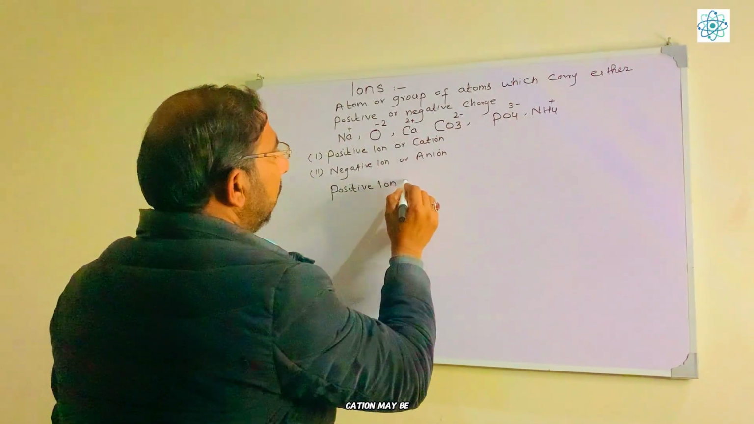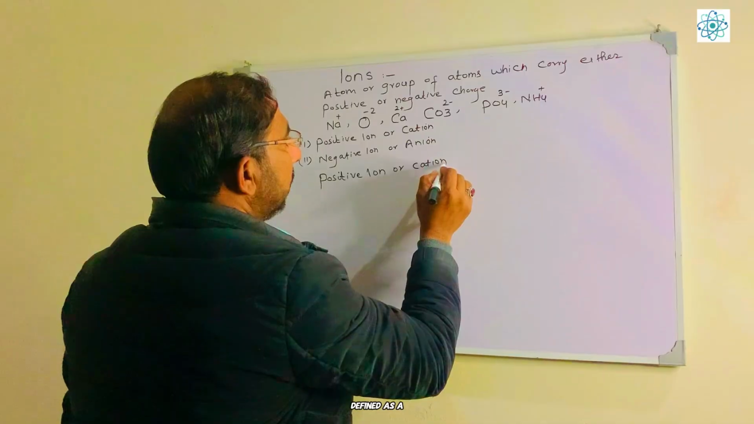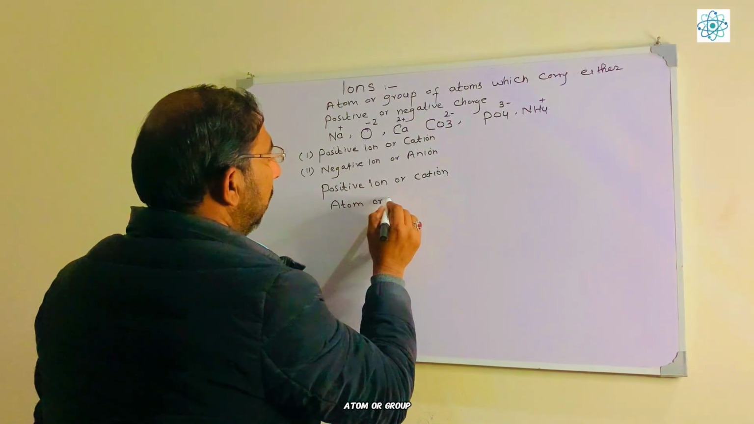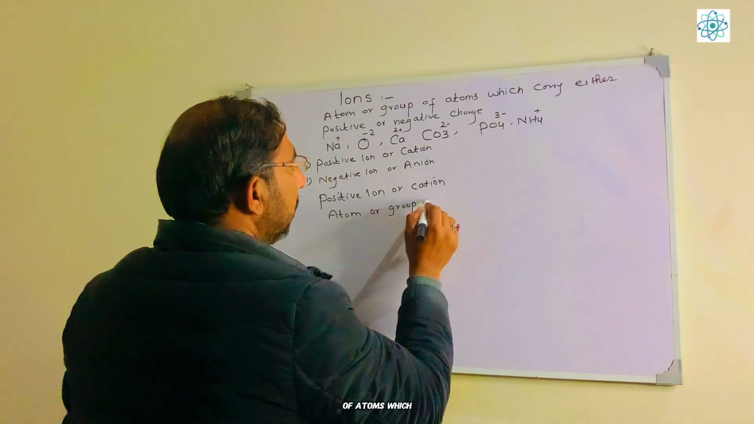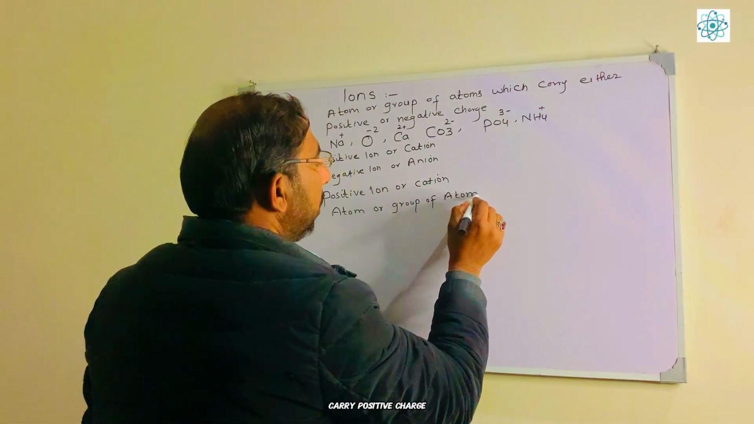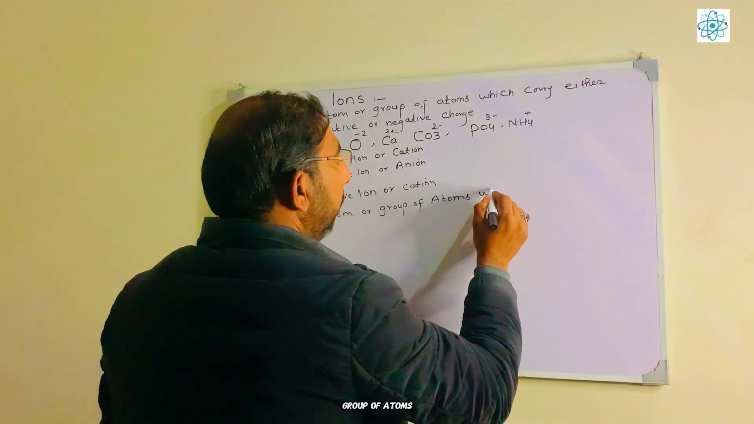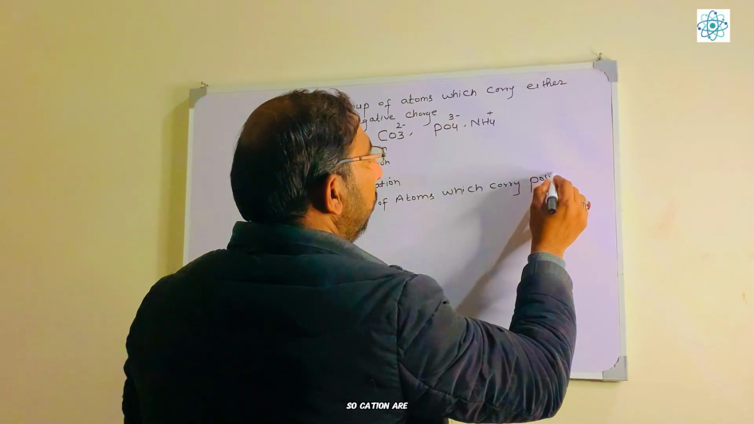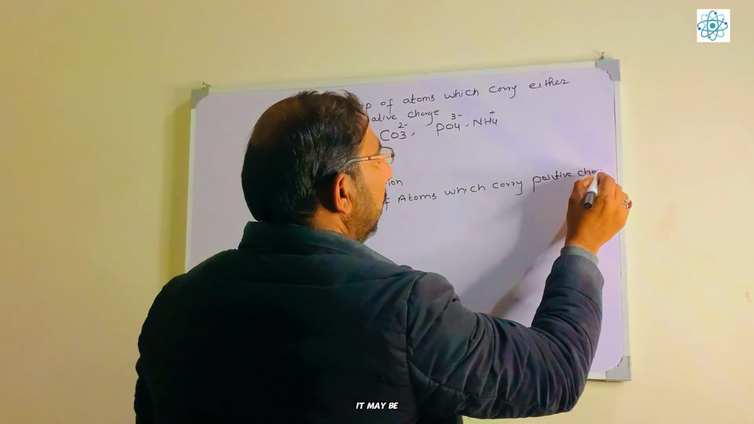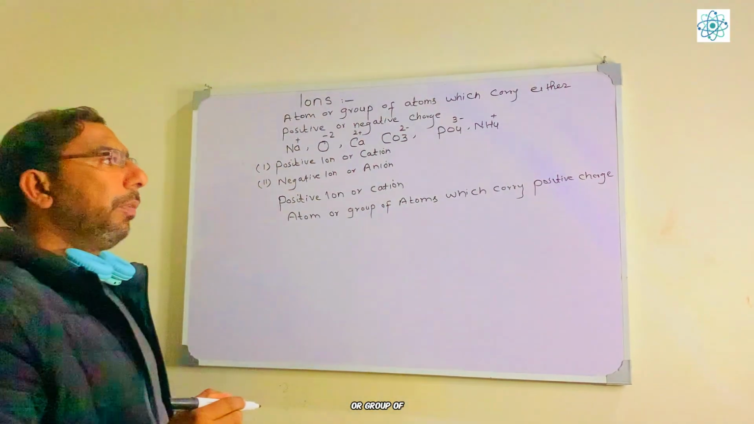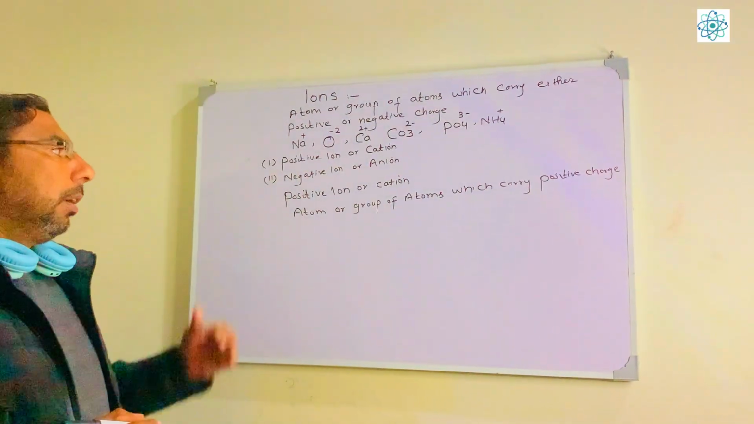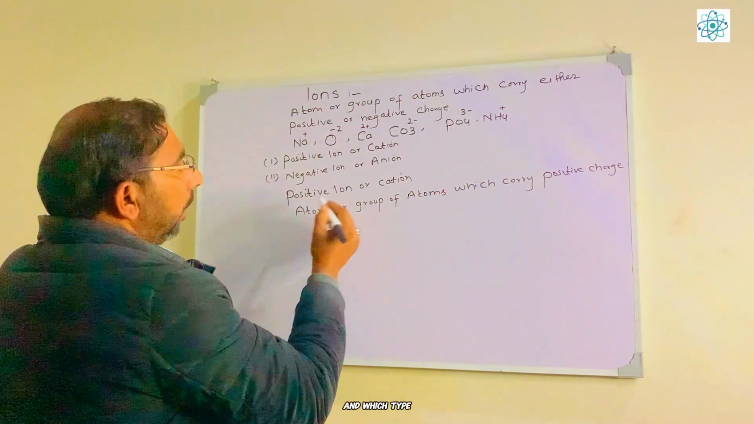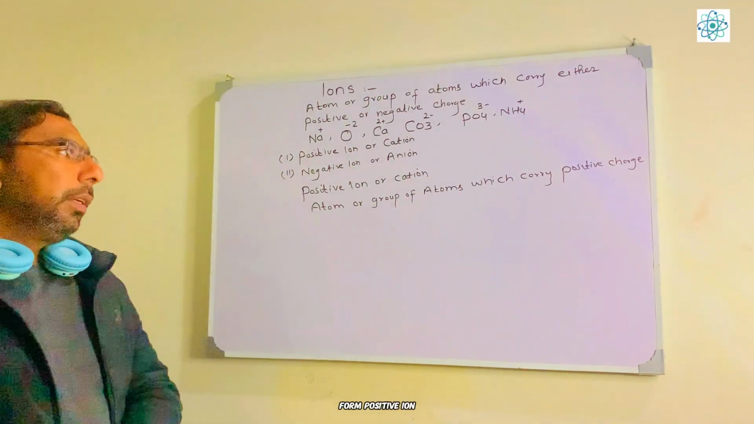A positive ion or cation may be defined as an atom or group of atoms which carry a positive charge. A cation or positive ion may be a single atom or a group of atoms which have a positive charge. And how are these formed, and which type of elements can form a positive ion or cation?